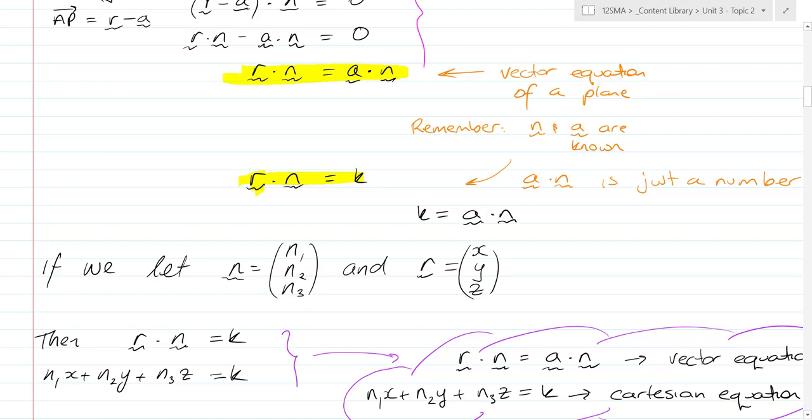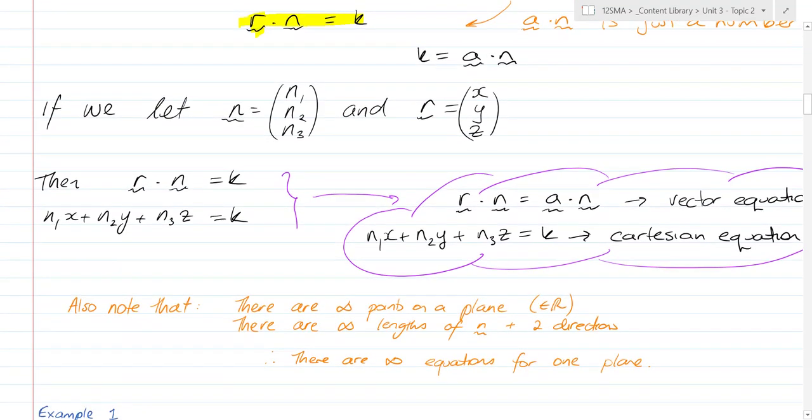So further to that, we know N, it's going to be a known quantity, so we can write that as N1, N2, N3, but you'll know it. And R we write generally as X, Y, Z. So R is going to be a point on the plane in X, Y, Z form. And we can expand R dot N to be N1X plus N2Y plus N3Z equals K. N1, N2 are just numbers. So therefore, we can have a plane as something like 2X minus Y plus 3Z equals 7. And that will represent one two-dimensional plane in three-dimensional space.